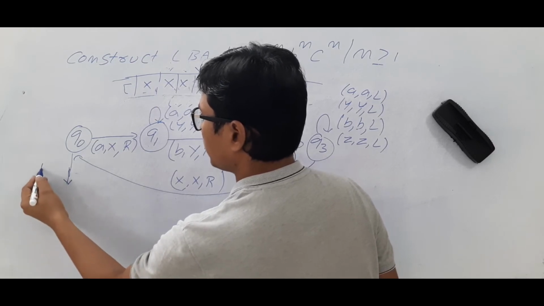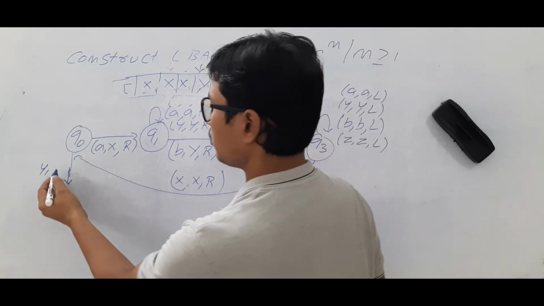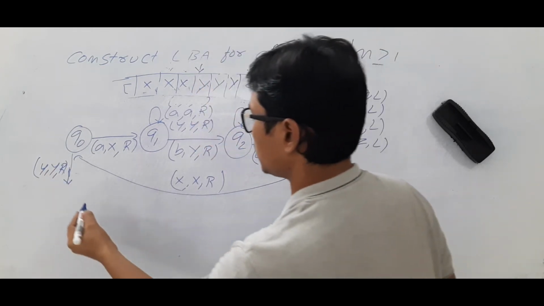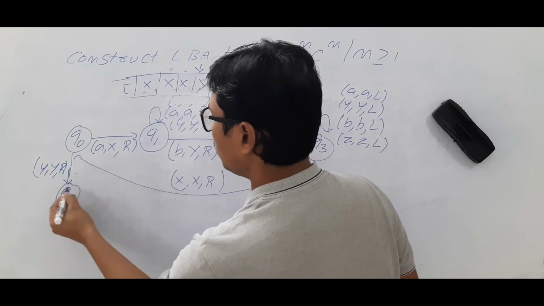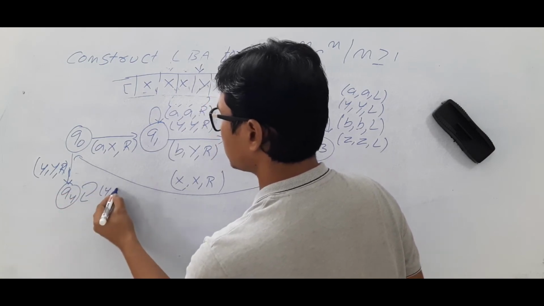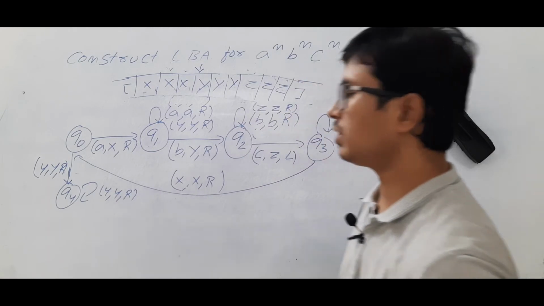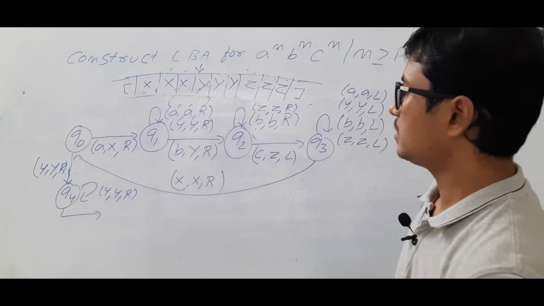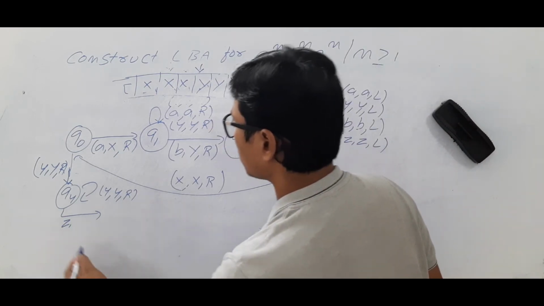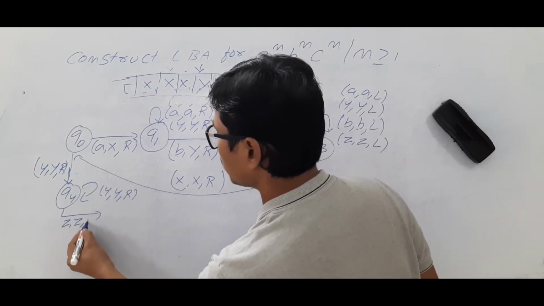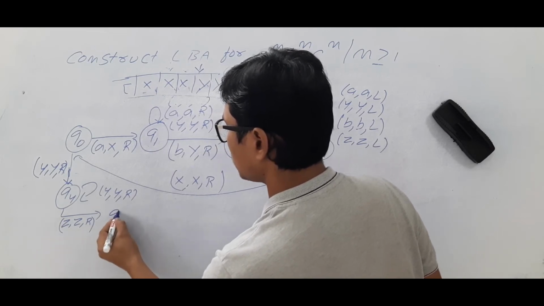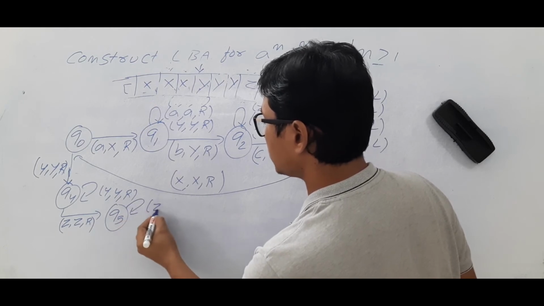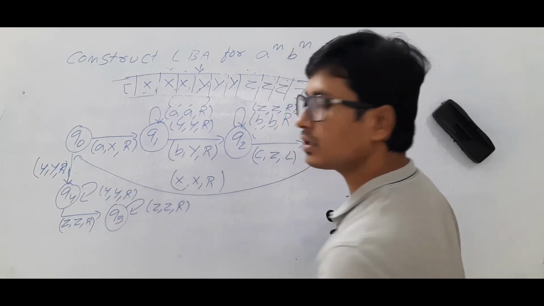From q naught, if I see a y, keep it as a y, move to the right. Keep on moving. And I will reach to a state called q4. In q4, if you find any number of y's, make it as y, keep on moving to the right. Now, if you see a z, make it as z, move to the right. In q5, if you find any number of z's, you make it as z, move to the right.